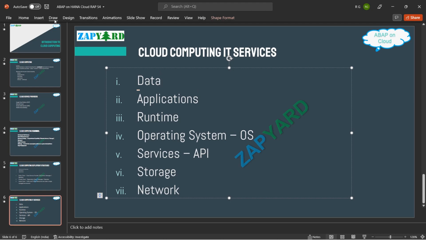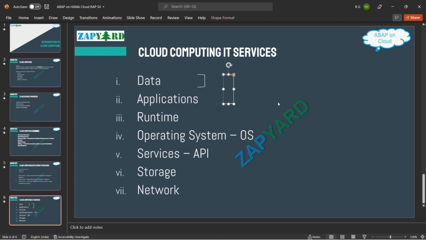When only the data is managed, operated, and owned by the client or the company which is implementing the cloud computing, but the rest of the resources like application, runtime, operating system, services, storage, and network are all managed, operated, and owned by the cloud service provider, then it is known as software as a service, or in short form, SaaS.